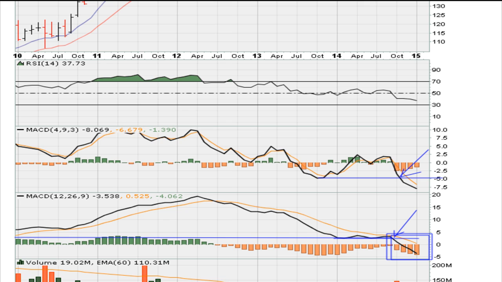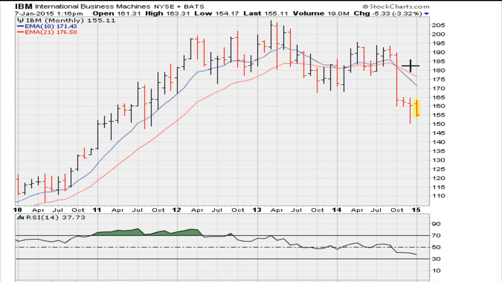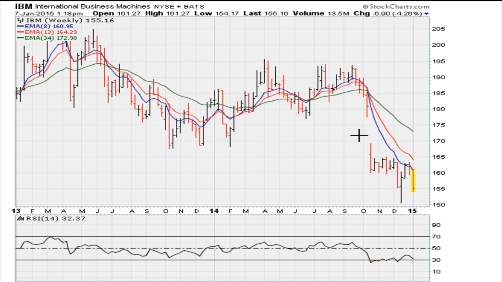When the MACD moves below zero, something it hasn't done in many years, that's generally indicating that the stock has run out of momentum and is looking to go lower. Take a look at IBM from a weekly standpoint. We can see that recently the 10-week moving average has been acting as resistance here, here, and here. Whenever you see an instrument finding resistance at the 10-week moving average, it indicates that it is weak. And we can see IBM continuing to weaken even as we speak.